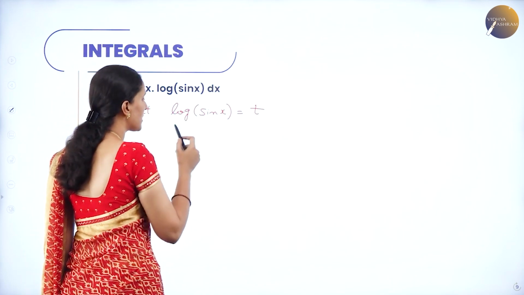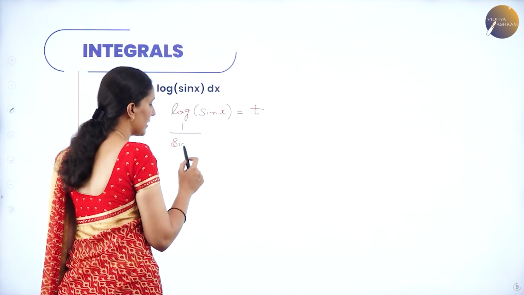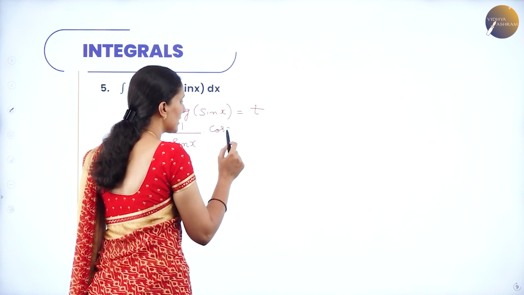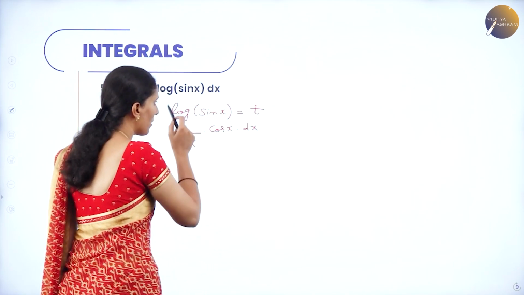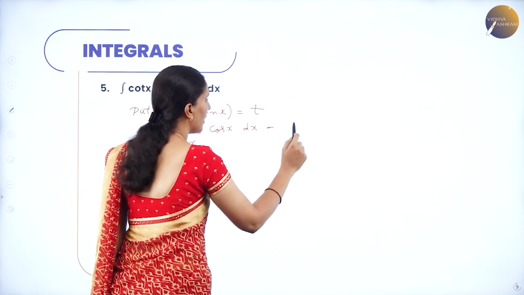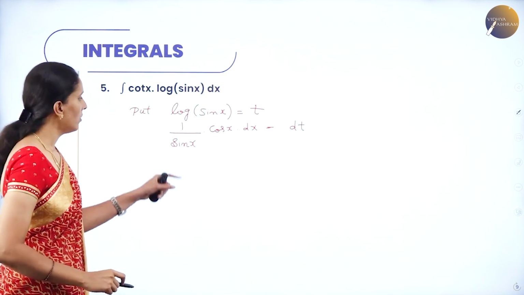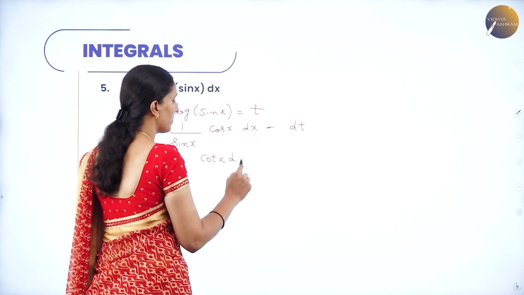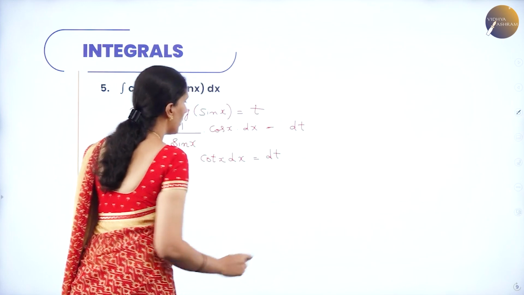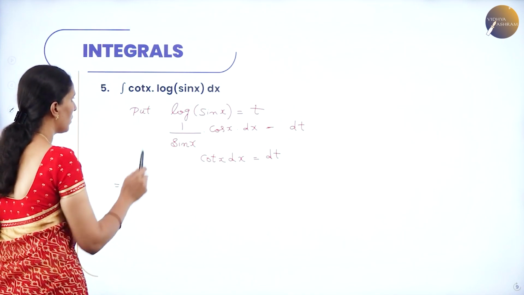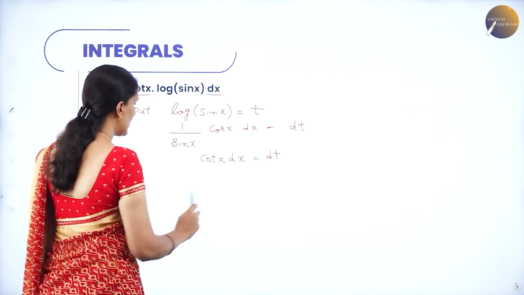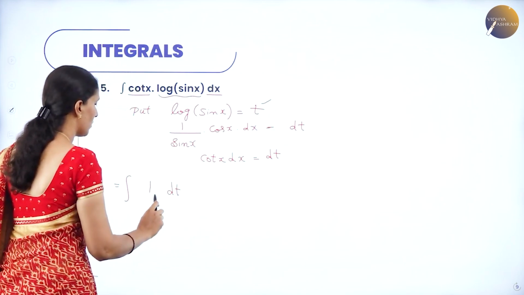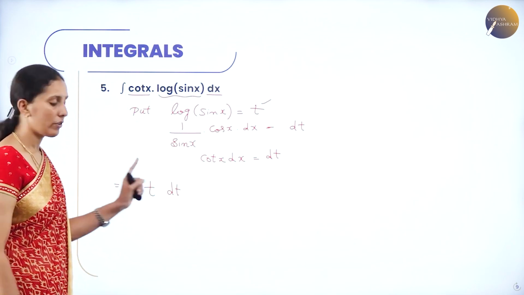So, therefore, here derivative of log of sin x is 1 divided by sin x. Again, sin x is one more function. What is the derivative of sin x? It is cos x into dx. Because here for parameter x we write dx, and here we write dt. So, therefore, cos x by sin x can be written as cot x dx, which is equal to dt. Now, replace back to the function. Cot x dx can be written as dt, and log of sin x can be written as t.